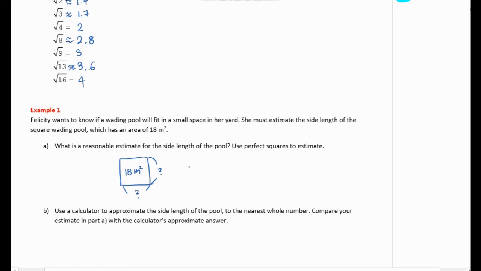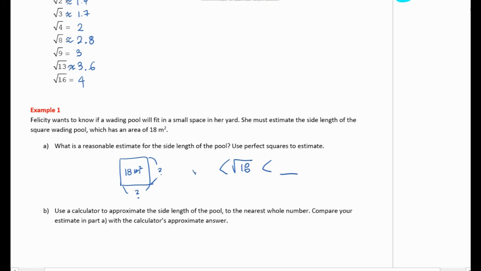Obviously, the side length is square root of 18. Is that right? And we're going to estimate this number. In between what two numbers should we place square root of 18? So we're going to find two perfect square numbers. Okay? So what's the smaller perfect square?